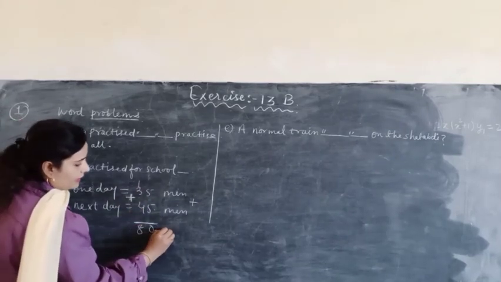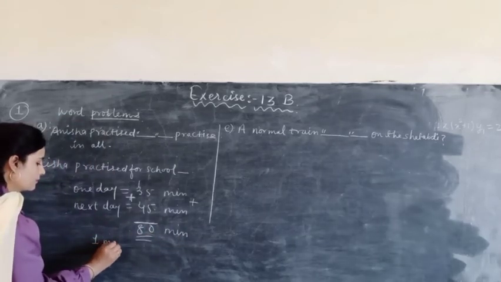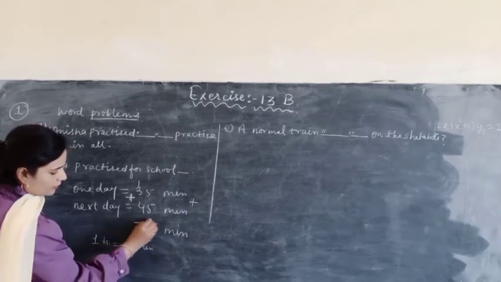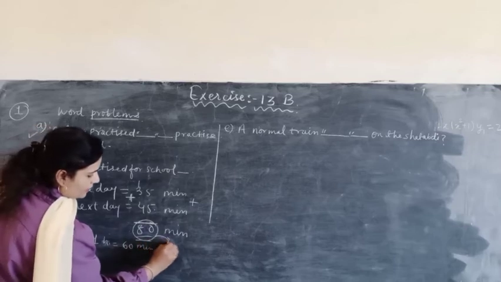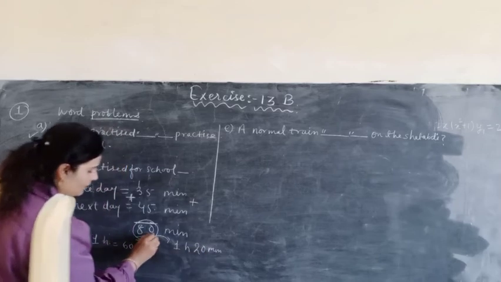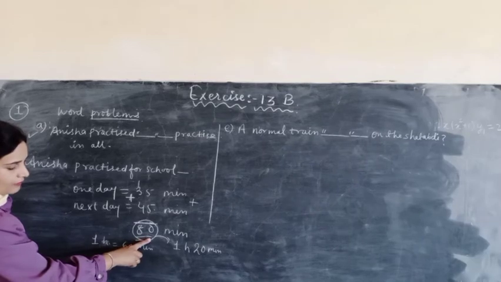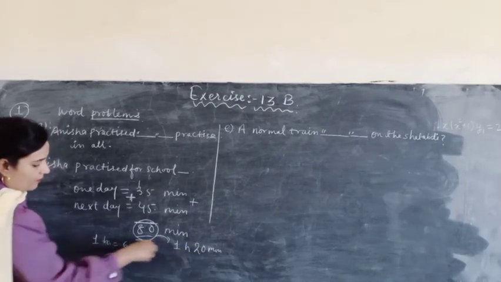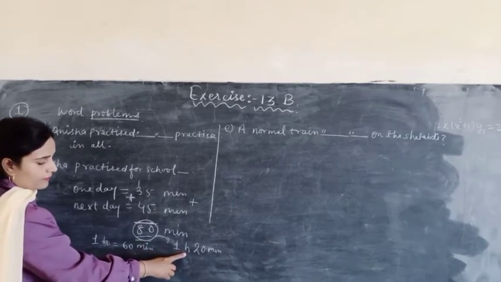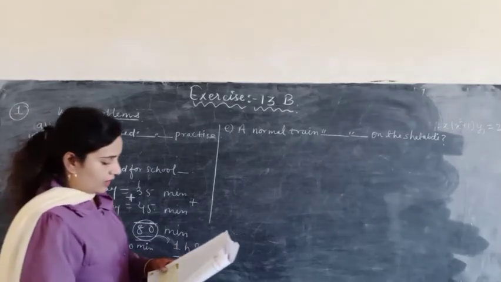Okay, so 80 minutes. 80 minutes means in 1 hour there are 60 minutes. So we can regroup this 80 into 1 hour and 20 left minutes. When we take the 60 minutes from 80, हम 80 में 60 minutes ले लेंगे, तो left minutes are 20. Okay, so we write here 20 minutes, and 1 hour is equal to 60 minutes. So we convert these 60 minutes into an hour. Okay, so it is 1 hour and 20 minutes. This is your answer.